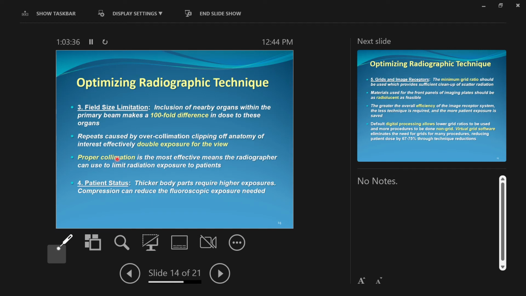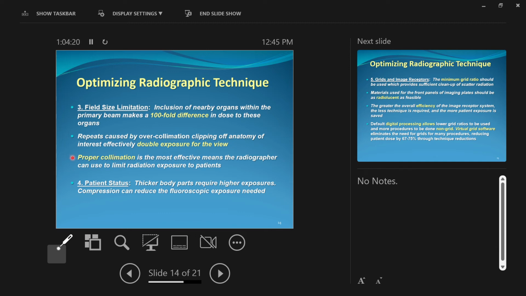The next thing you can do to help decrease patient dose is to limit your radiation field size, right? Physically make your radiation field size smaller. The inclusion of nearby organs in the primary beam makes a 100-fold difference in dose to those nearby organs. That is to say, the area outside of the light field receives about 100 times less radiation than the area inside the radiation field. That's a big difference, right? 100 times different. So every little piece of anatomy you can avoid X-raying is dose saved to your patient.